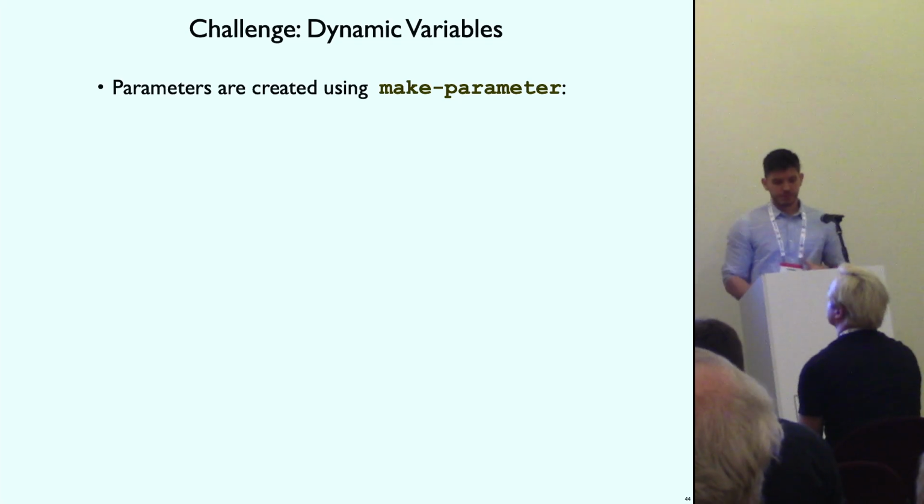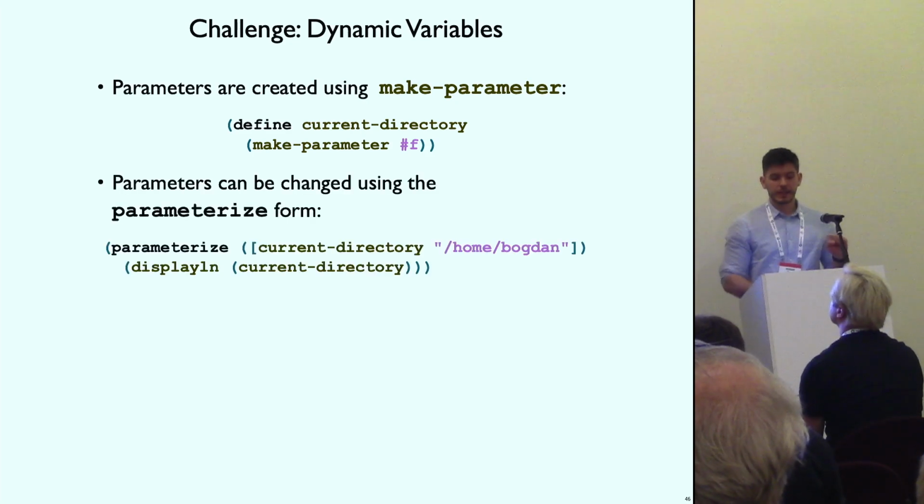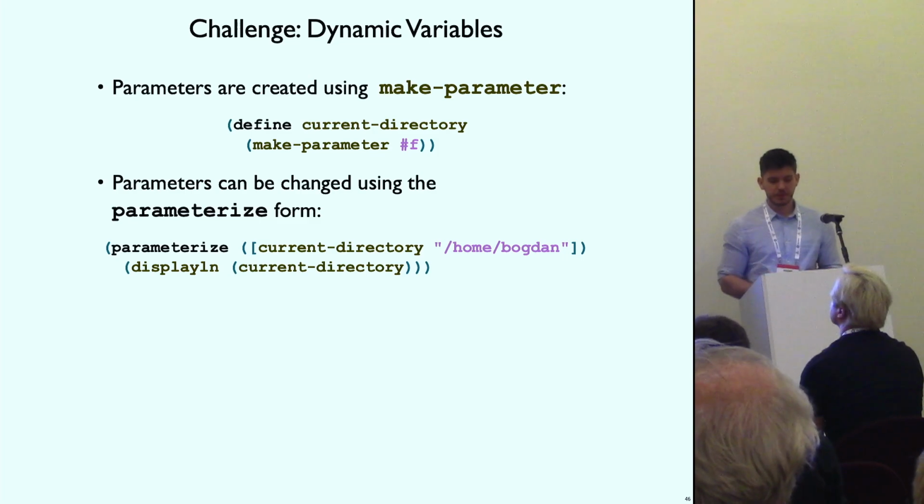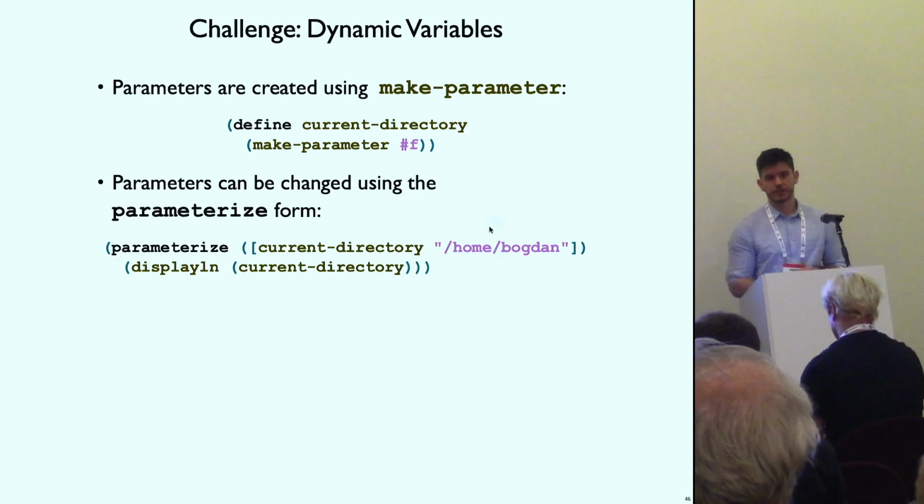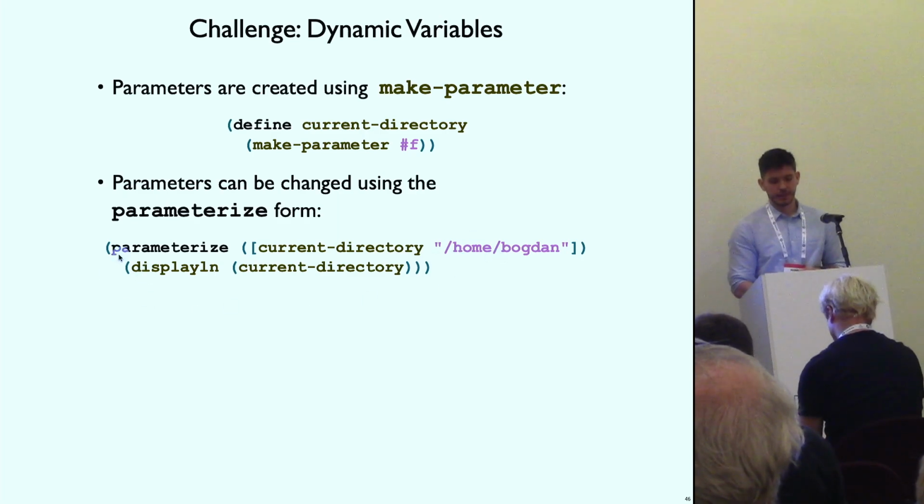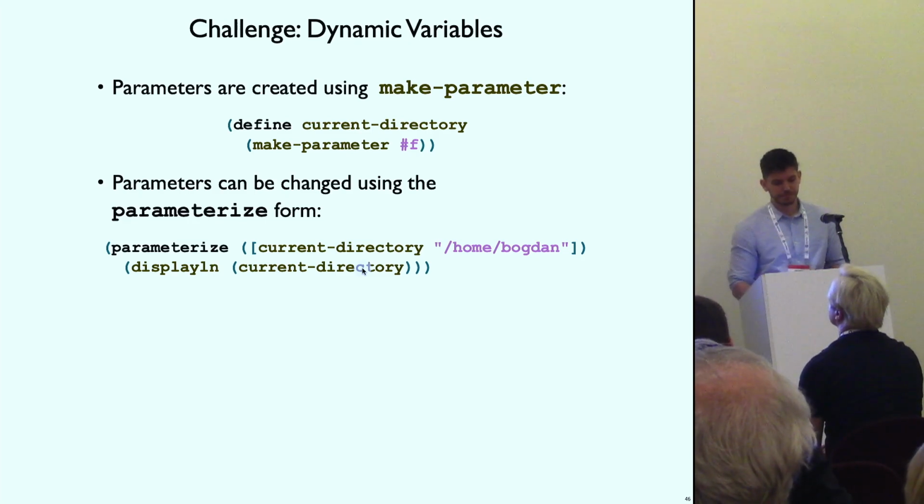And just a little bit more about how parameters work for those who don't know. Parameters are created using make-parameter. So here I'm defining a parameter called current-directory whose initial value is false. They can be changed using the parameterize form. So here I'm using parameterize to change the value of current-directory to /home/Bogdan for the dynamic extent of its body. And so when I call display-line current-directory, it will print /home/Bogdan.